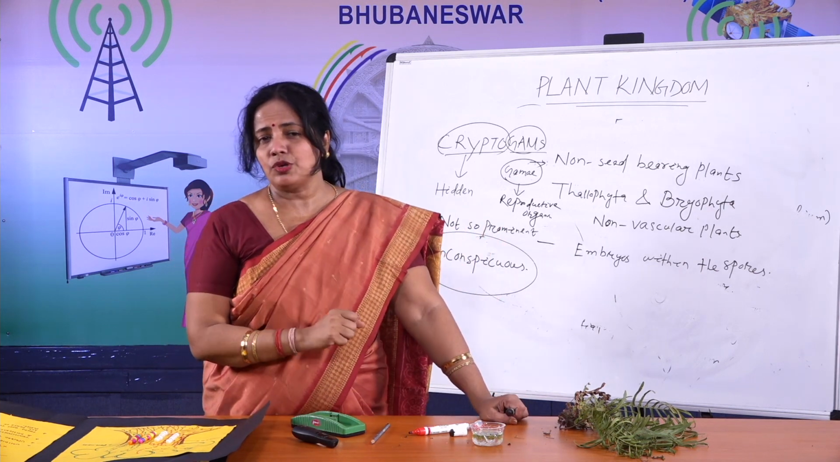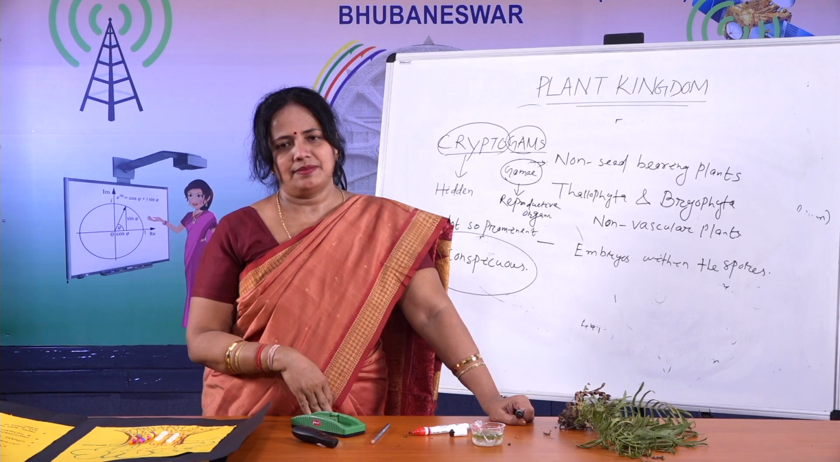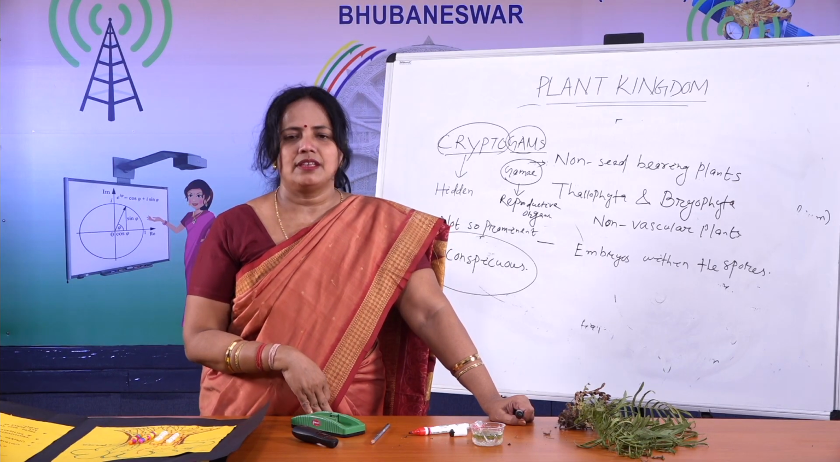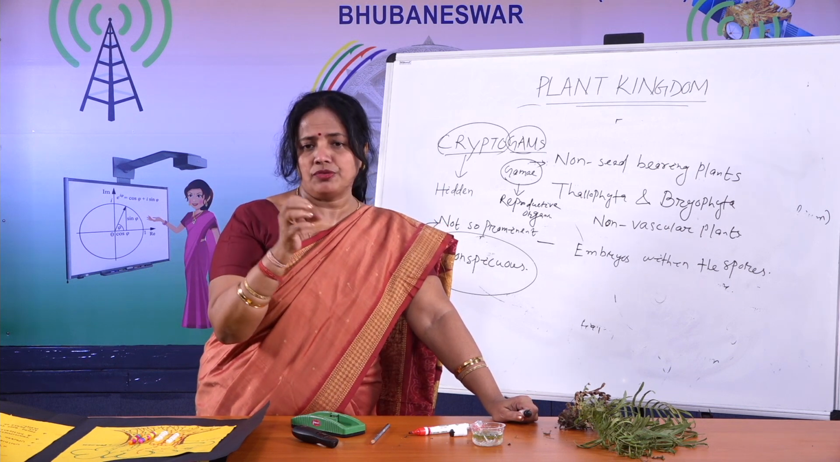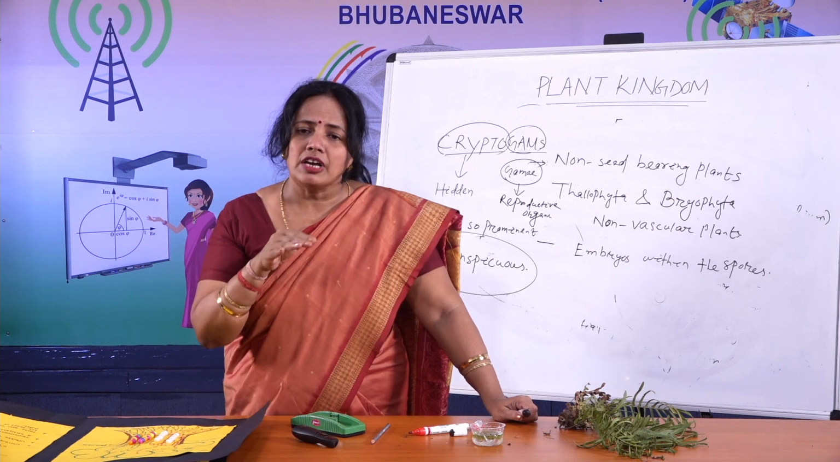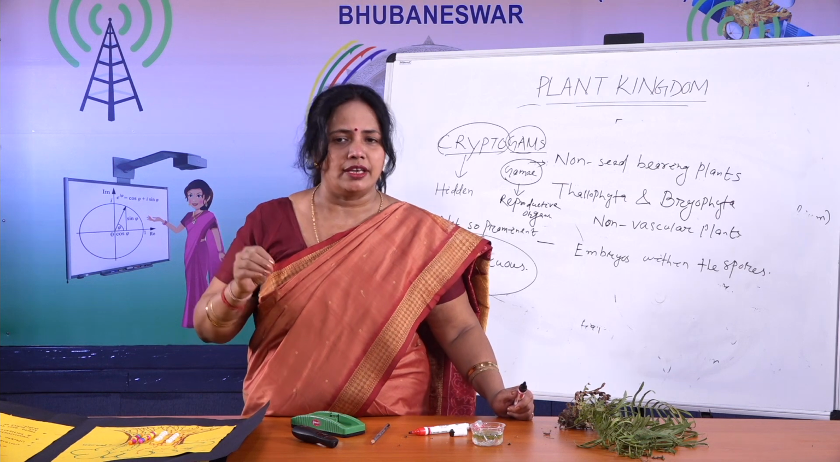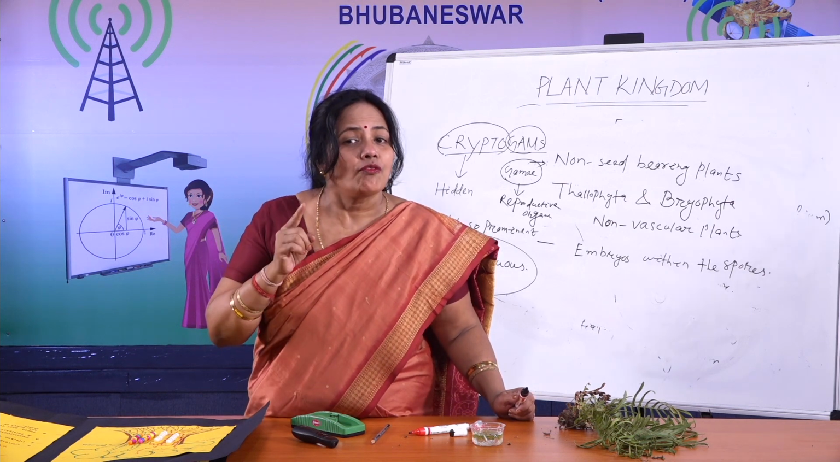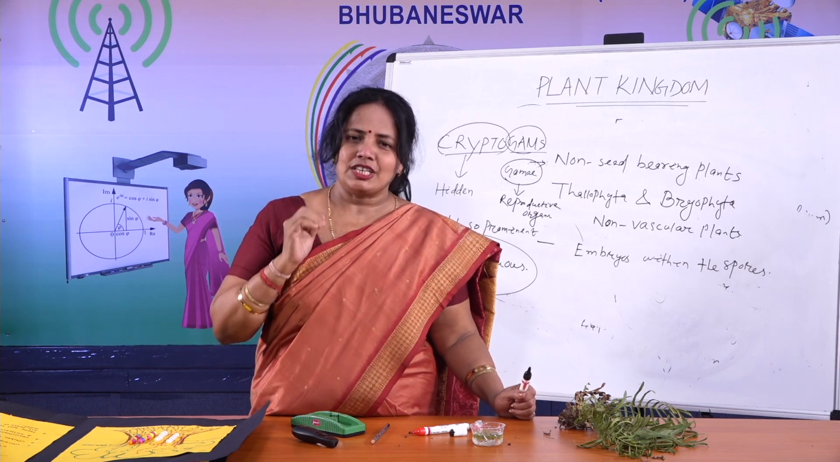And the last question, be ready. Why are bryophytes found in shady and damp places? Because they need moisture from the environment, or they need water for the transfer of male gametes, the flagellated male gametes, to reach the egg to bring about fertilization. That's the answer. So, that's all for today.